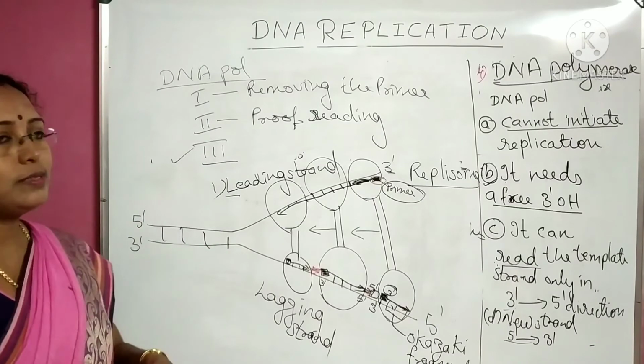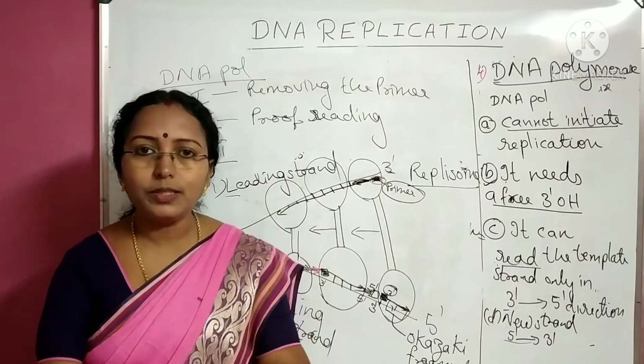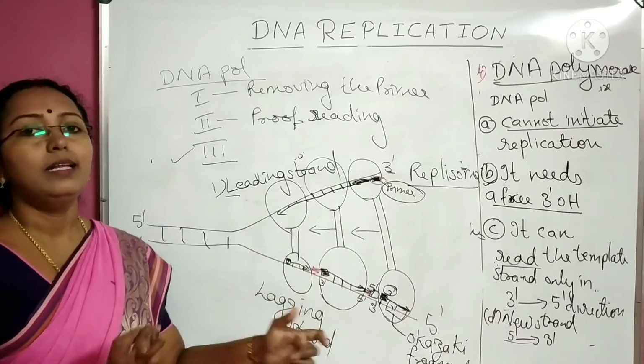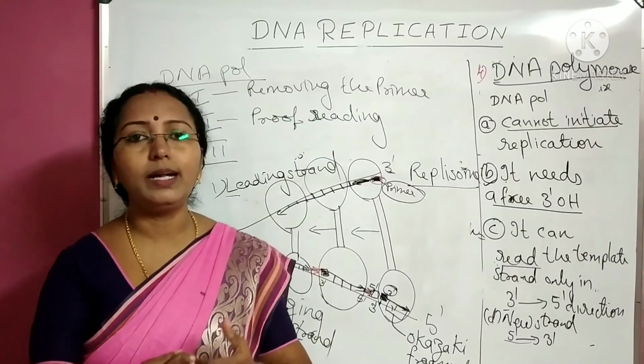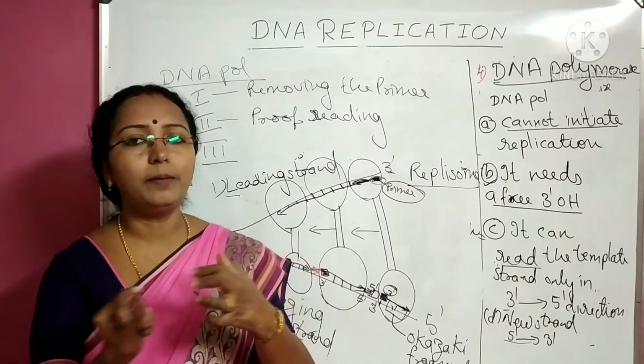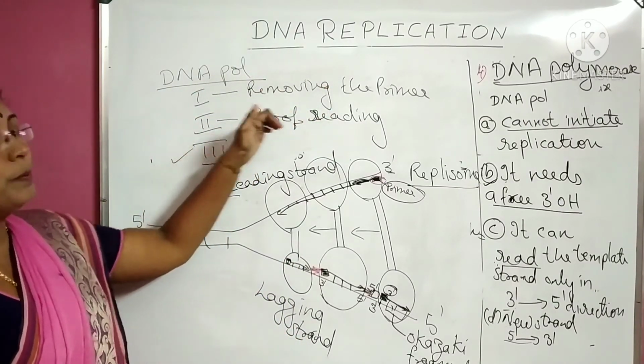So DNA polymerase is not just a single enzyme, there are 3 enzymes functioning. DNA polymerase 3 is the main hero who is having all these features and doing this process. Then comes the role of DNA polymerase 1 and 2, which is coming and clearing out all the things, and then they are proofreading. So here I told you, removing the primer, proofreading.